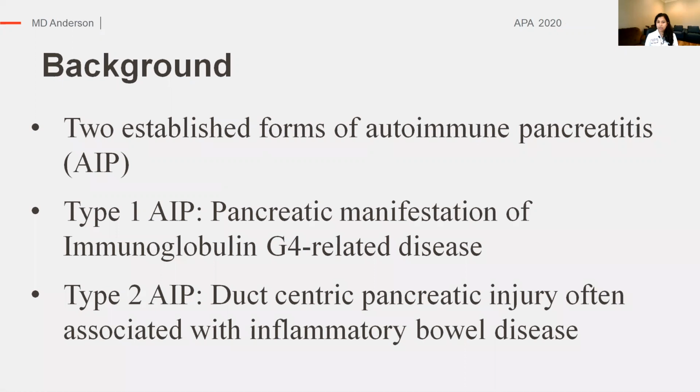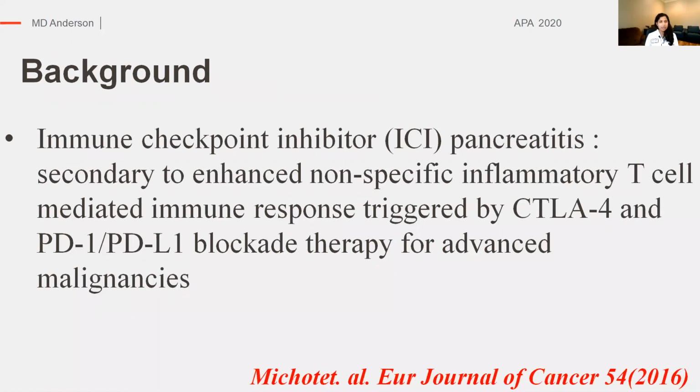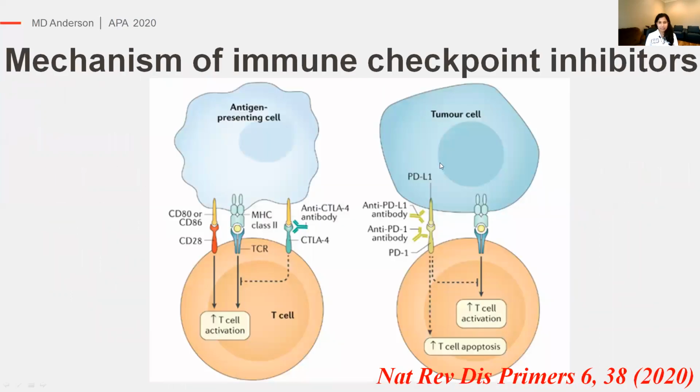As we all know, there are two established forms of AIP. Type 1 is a pancreatic manifestation of IgG4-related disease, while type 2 is a duct-centric pancreatic injury that is often associated with IBD. Immune checkpoint inhibitor pancreatitis occurs secondary to an enhanced nonspecific inflammatory T-cell-mediated immune response triggered by CTLA-4 and PD-1 or PD-L1 blockade therapy for advanced malignancies, as is depicted by the figure in front of you. The enhancement of normal immunity leads to an unwanted immune-related adverse event.